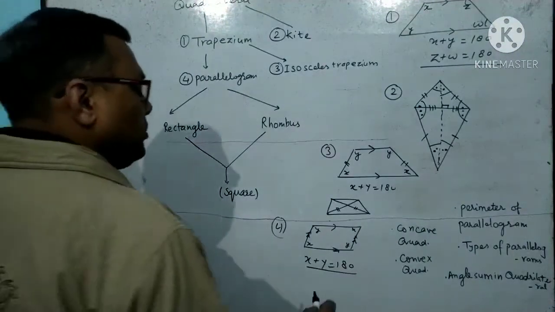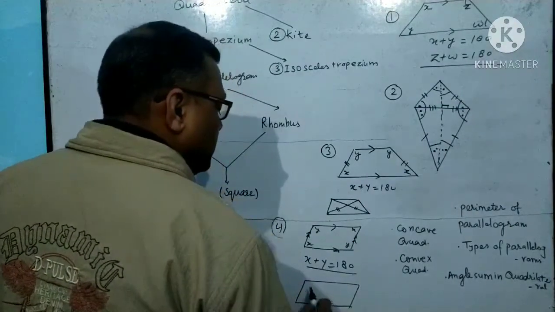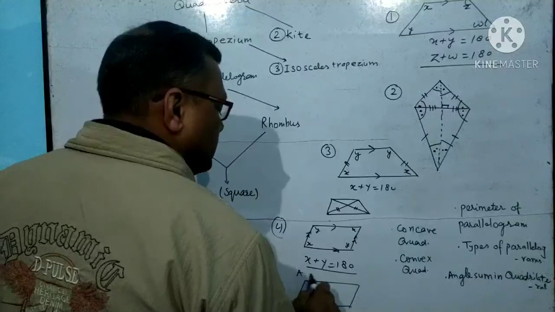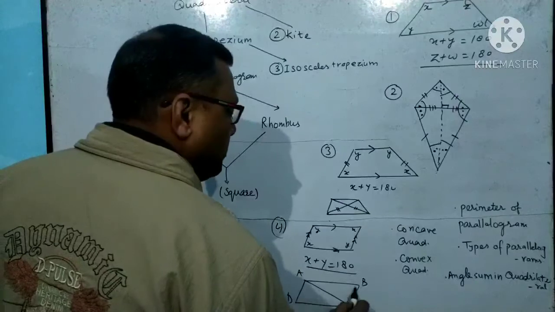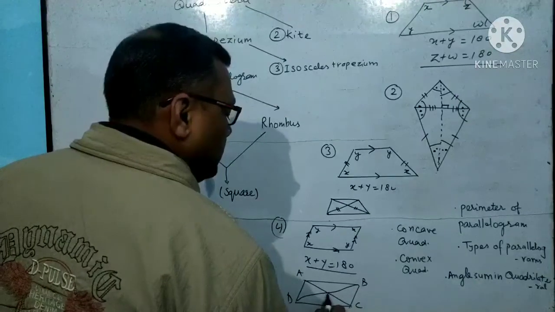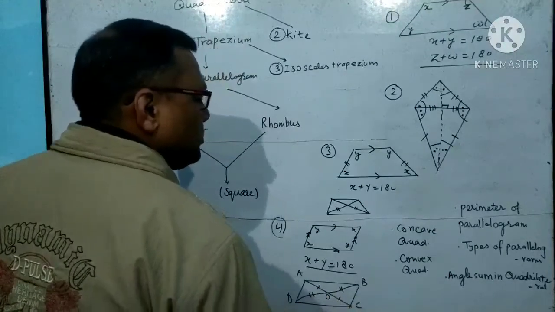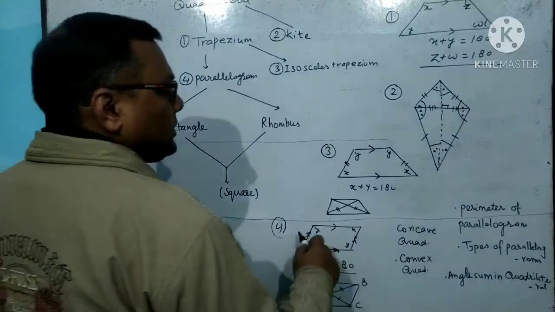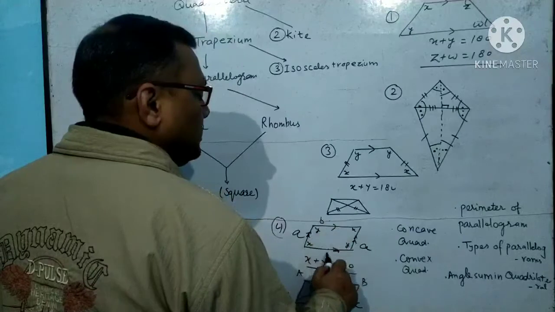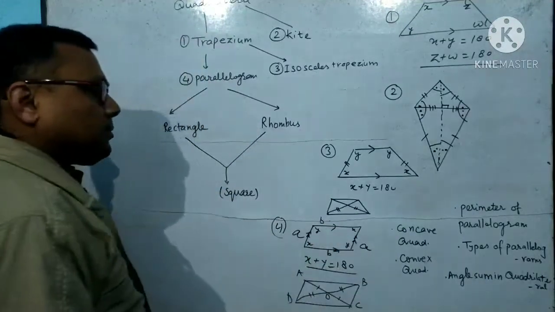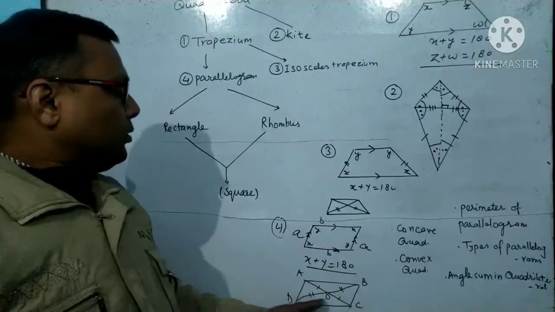And another thing to be noted about the parallelogram is that its diagonals bisect each other. Suppose this is ABCD and AC is a diagonal, BD is also a diagonal. They intersect at O, then BO equal to DO and AO equal to CO. And also opposite sides are equal. Suppose this is A, then this is A. This is B, then this is also B. Opposite sides are parallel and equal, opposite angles are equal, adjacent angles are supplementary, diagonals bisect each other.